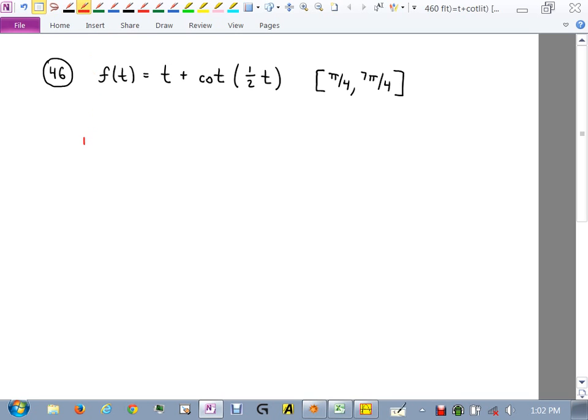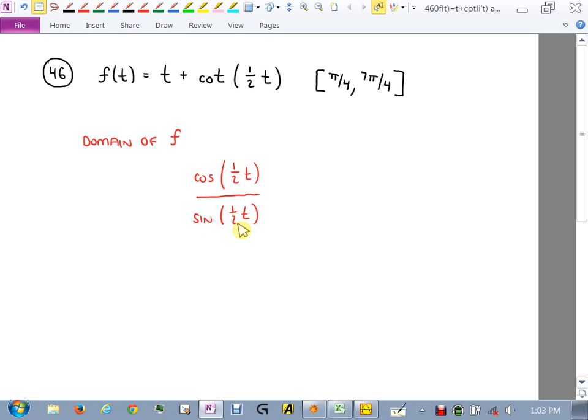So let me first talk domain of the function to make sure that I have a continuous function on the interval that's defined here. So t just by itself, that's continuous everywhere, right? That's just a polynomial, plus cotangent. So let me investigate cotangent of 1/2 t. Cotangent is cosine of 1/2 t over sine of 1/2 t. That's what that is. I just want to make sure that this is defined everywhere. But there are some situations when sine is 0, right?